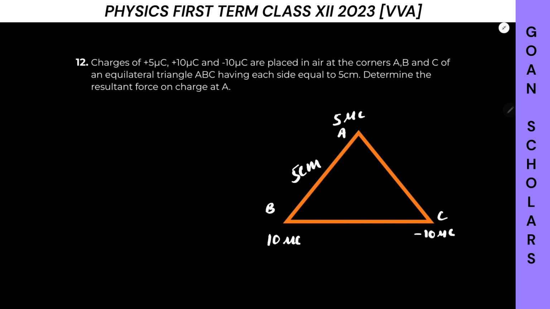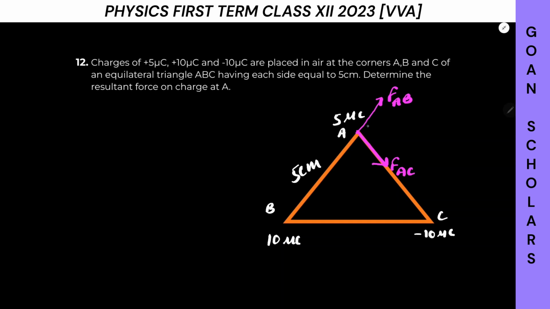Now pay attention. Since force is a vector quantity and we are dealing with Coulomb's force, first of all, will the force on A due to B be attractive or repulsive? It will be repulsive. Why? Both are positively charged. So it will be repulsive in this particular direction. So this is force on A due to B. Now force on A due to C, will it be attractive or repulsive? Of course it will be attractive, because one is positive and the other is negative. So it will be in this direction, right? So this is force on A due to C.